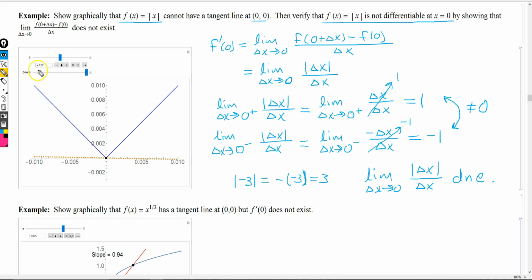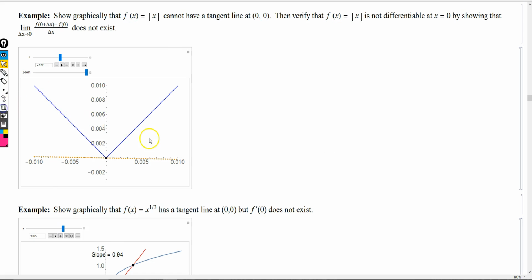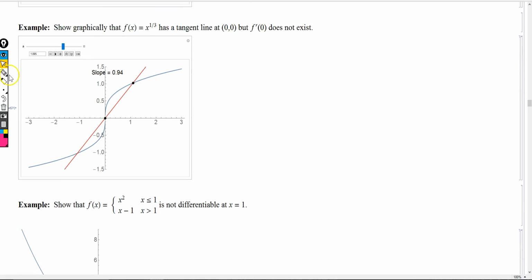All right, let's take a look at another example. So we're just going to look at this one graphically now. So let's demonstrate that f of x equals the cube root of x has a tangent line at 0, 0. It does have a tangent line, but the derivative at 0 does not exist. And let's try to see why. What's happening there? Well, here's what the graph of the cube root of x looks like. It's the blue curve right here.